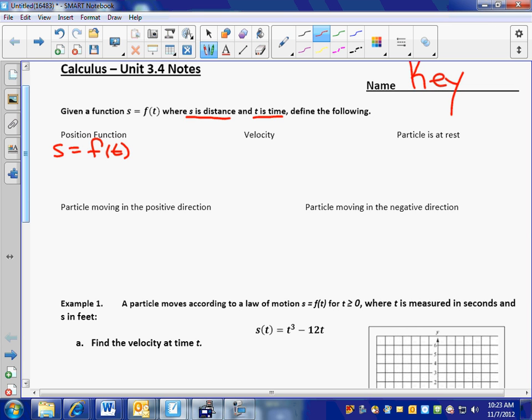And the position function tells you where the particle is. We often use particles in this situation to represent movement, motion, things like that. Where the particle is at a given time.